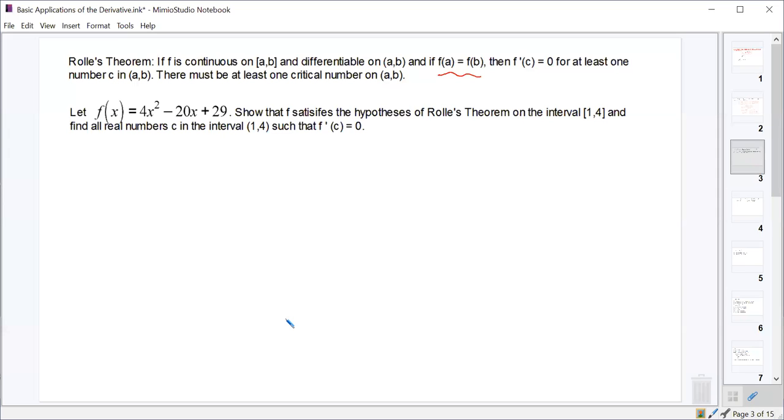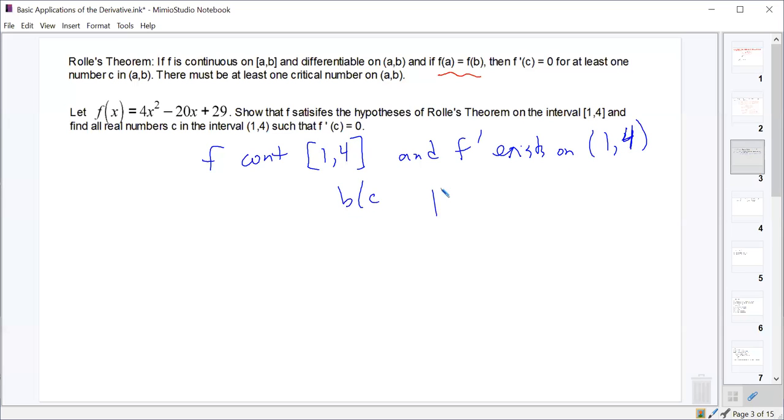Great. All right. So sometimes they will ask you something about Rolle's theorem on the AP test. Let's just do one real quick here. First off, does this satisfy all of the hypotheses of Rolle's theorem on this interval from 1 to 4? So is f continuous on 1 to 4? Yes. And f prime exists on 1 to 4 because it's a polynomial.